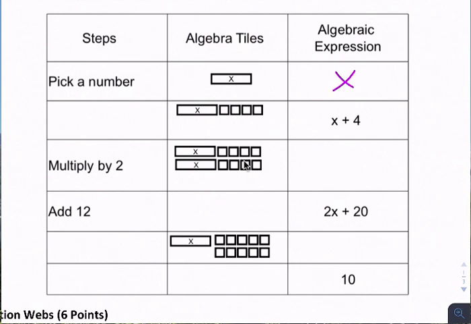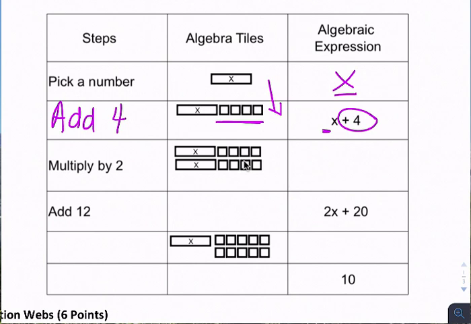Now, the only thing that has changed from this picture to this picture is these four tiles. And same here, we have X and X, which is the same. The only thing that's changing is we're adding 4. So our step is add 4.